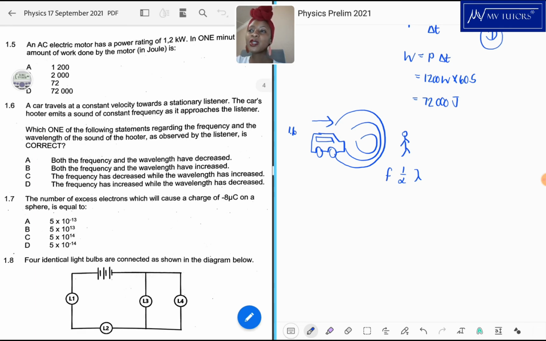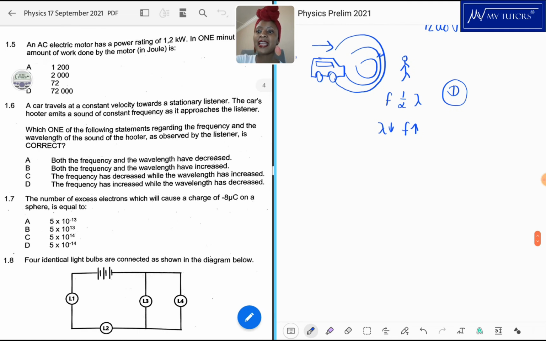Okay, cool. So now which one of the following statements regarding the frequency and the wavelength of the sound of the hooter as observed by the listener is correct? So both the frequency and wavelength have decreased. No. If your wavelength has decreased, as you can see here, the space in between is getting smaller as it approaches, then it means your frequency has to increase. So both increased, not both. The frequency has decreased while the wavelength has increased? No. The frequency has increased while the wavelength has decreased? Yes. That is correct. It has to be D.